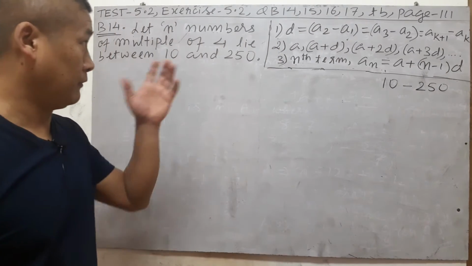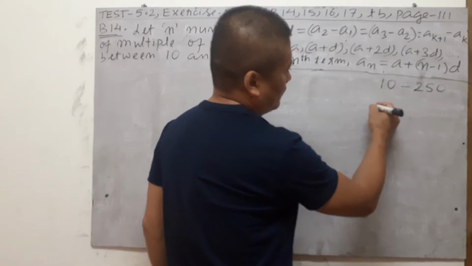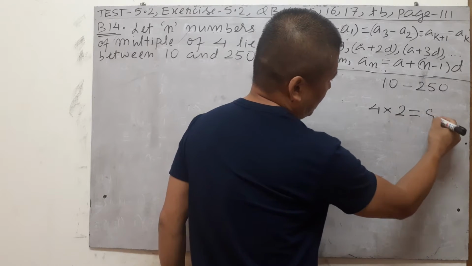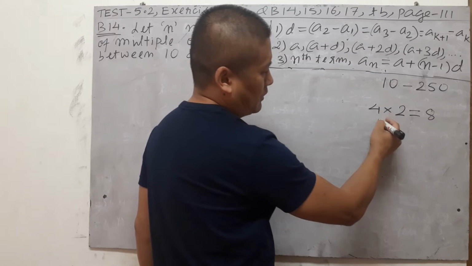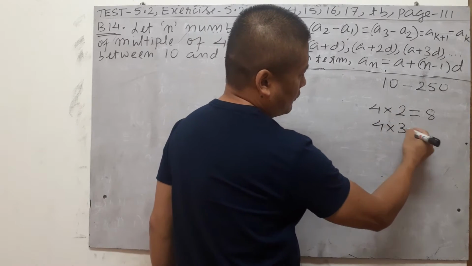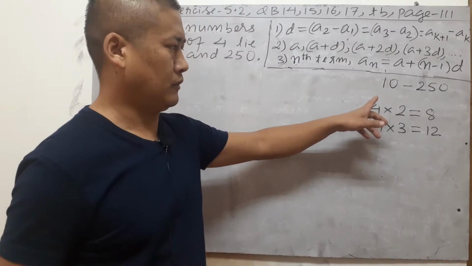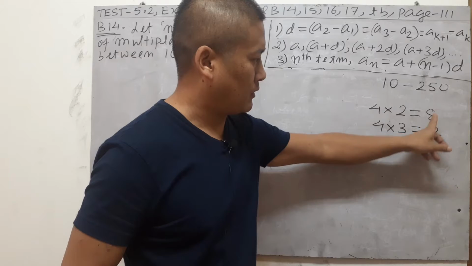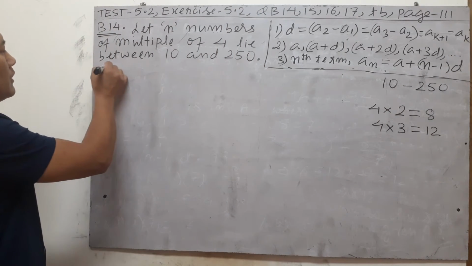Now multiples of 4 means, as you see the timetable here, let me just show you. 4 1s are 4, just leave out. 4 2s are 8, you write it on your rough. Now this is below 10, so we cannot include that. 4 3s are 12. So the first multiple of 4 between 10, means higher than 10, and 250 is 12. So let's write here.